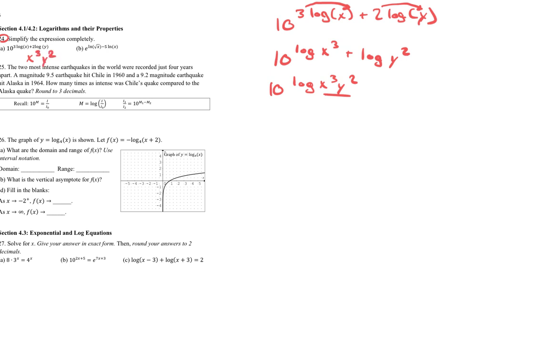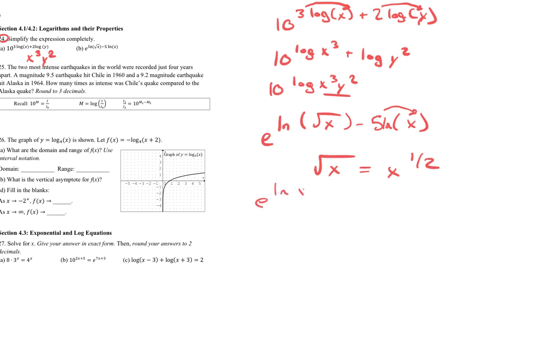So now for part B, we have e to the natural log of square root x minus 5 natural log x. So what we can do is start by, first thing is that square root x is the same thing as x to the 1/2. So we can really rewrite this, and then we can also bring this up here. So we can write this as e to the natural log of x to the 1/2 minus natural log x to the 5th.